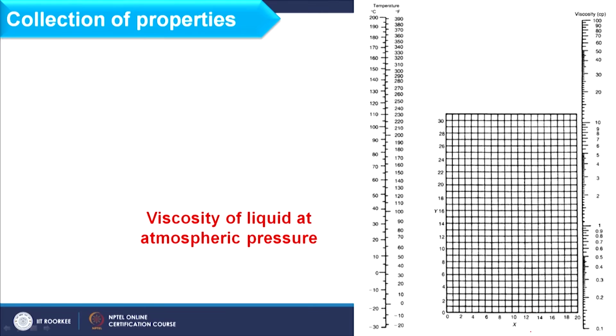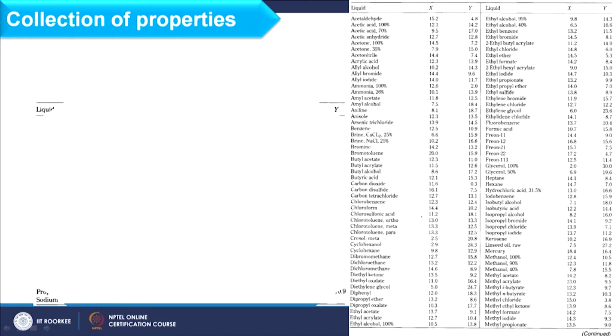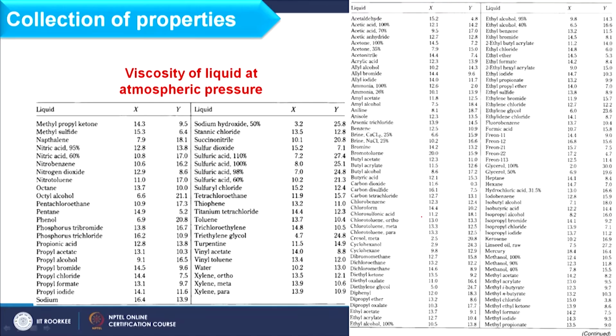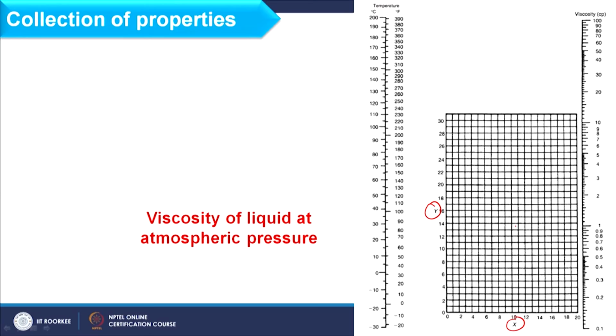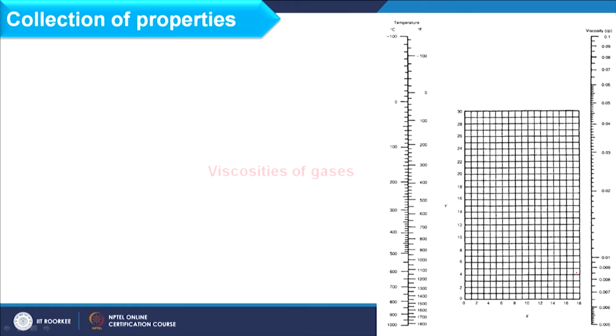Here you can see the viscosity data, and x and y are given to you. These x and y you can find from these tables. We have discussed all these in detail in the double pipe heat exchanger. So according to the x and y values, you can place a mark in this, okay, and depending upon the average temperature, you can simply make a line crossing that point, and wherever it is cutting the right axis, that value you can note as the viscosity of the fluid, right?